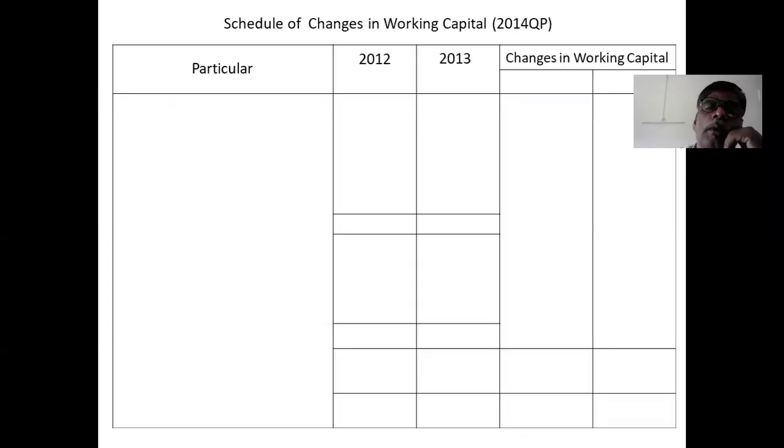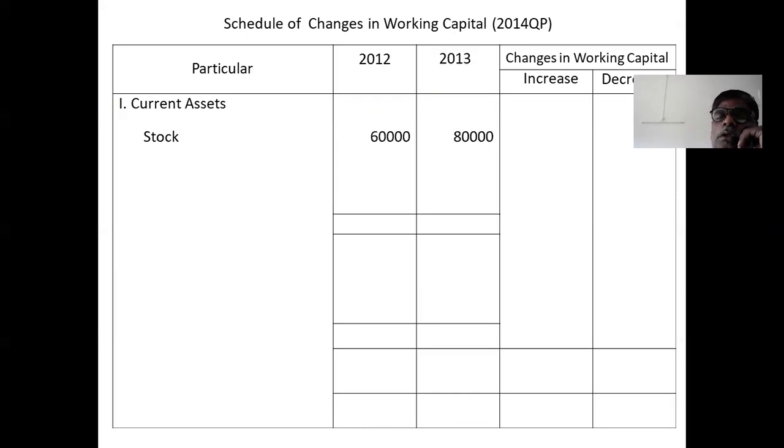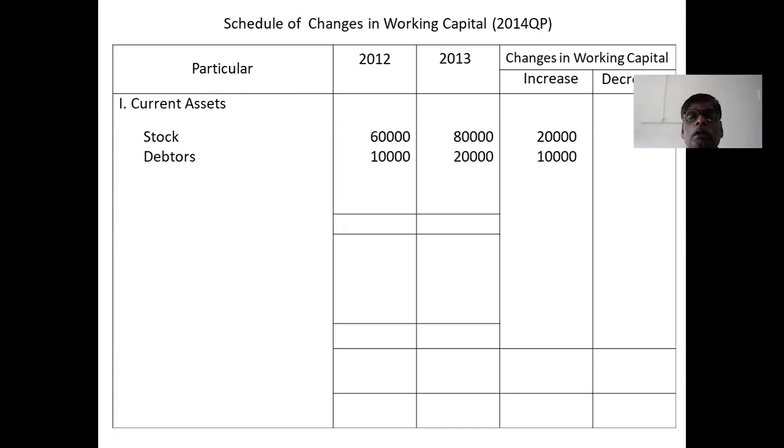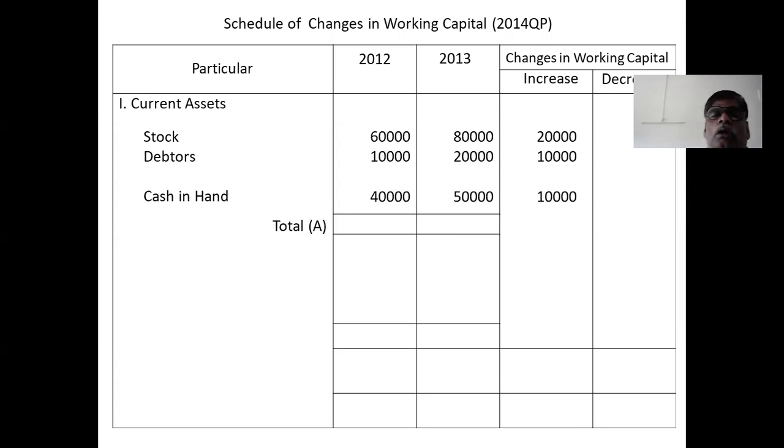Schedule of changes in working capital. First, you take the current assets. Stock 60,000, 80,000, 20,000 increase. Okay. Debtors 10,000, 20,000, 10,000 increase. Cash in hand 40,000, 50,000, again 10,000 increase. You take the total of current assets. First column 1,10,000, second column 1,50,000.